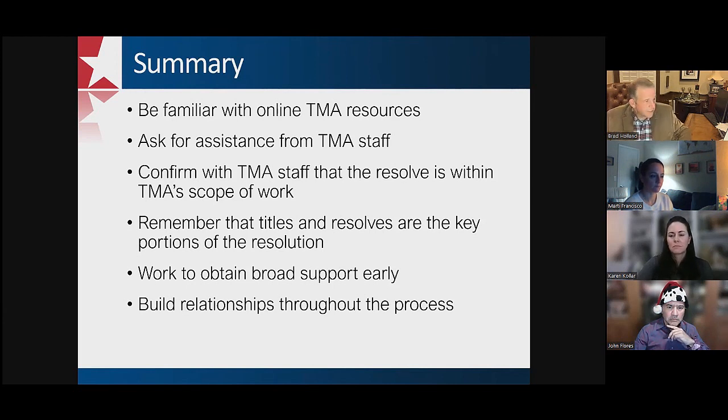John, you have any other closing words on that? No, I just want to encourage people to write a resolution, just get started and get it done. That's the first step, coming up with your idea and then working through the process that we just went over.